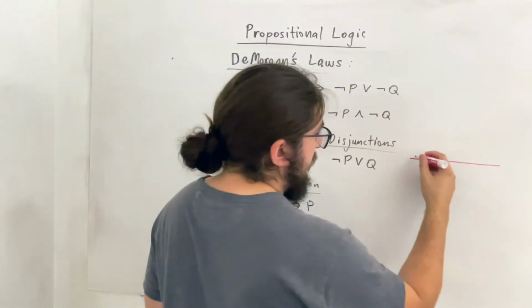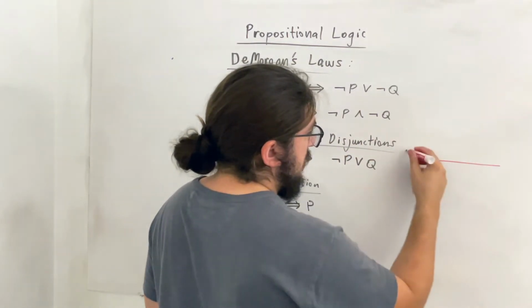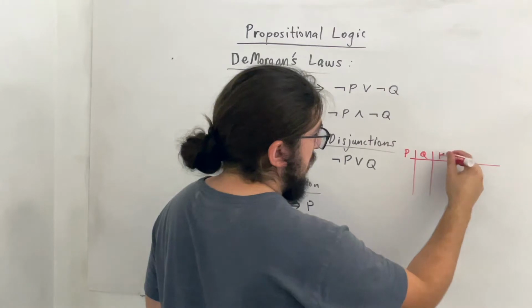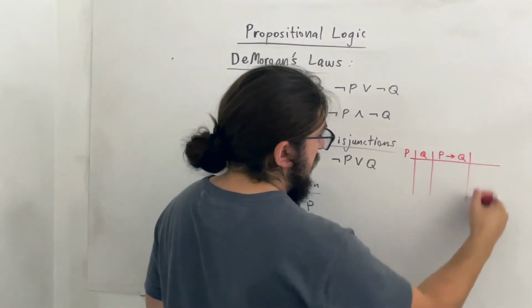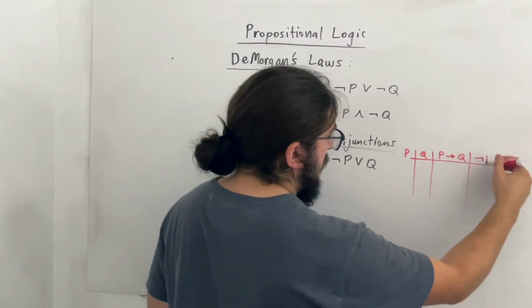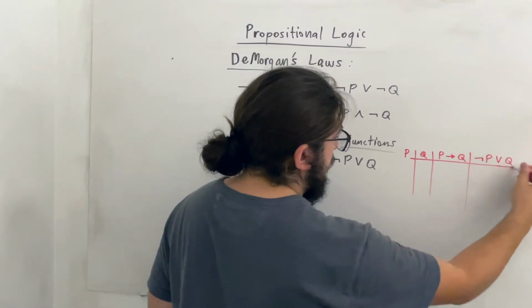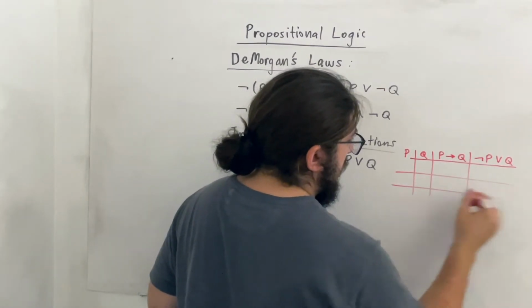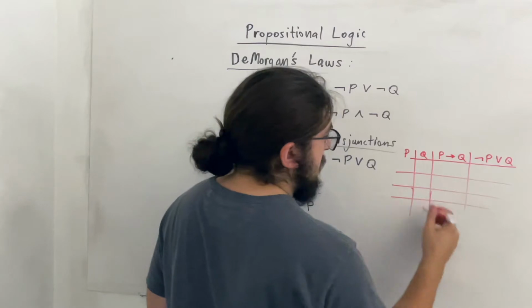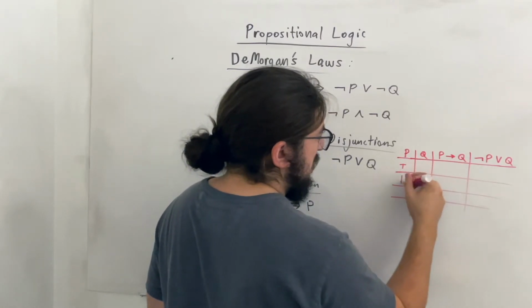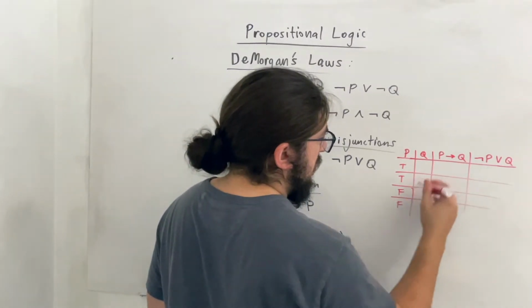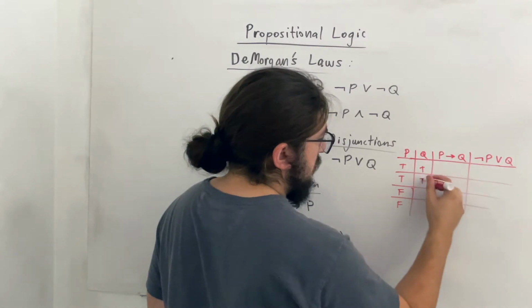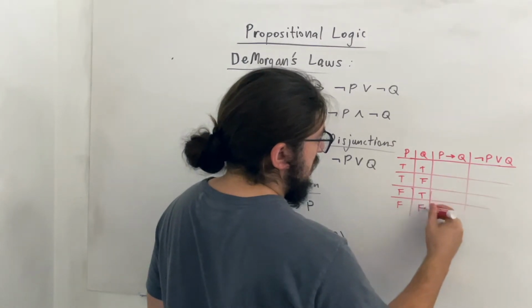So let's say we have P and Q. Try to squeeze this in. We have if P then Q, and then we're going to find out what not P or Q is. Okay. So remember how it goes: true, true, false, false, true, false, true, false, true, false, true, false. Perfect.